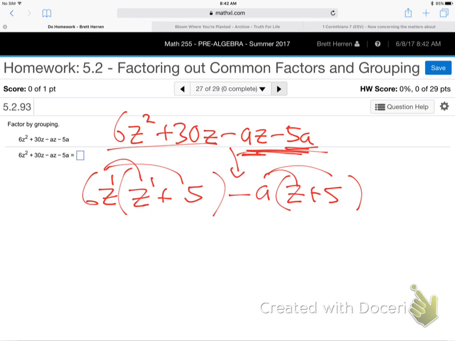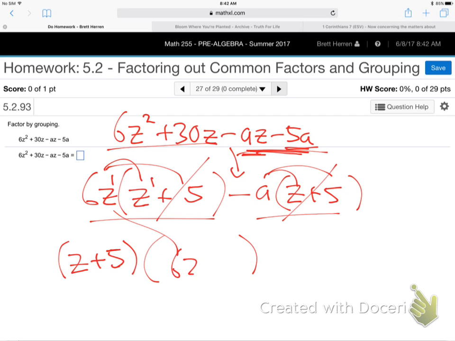Got a loose horse. So two terms. What do they both have? Parentheses z plus 5. Remove it. Bring down the leftovers: 6z minus a. Done. There it is. Questions on that? It's getting easier now. Can kind of whip it out. Is that okay? You good? All right.